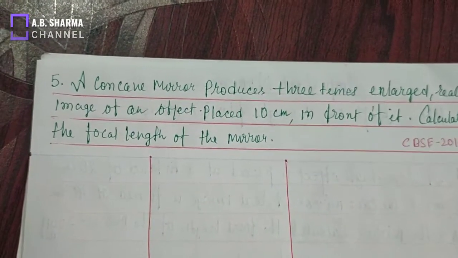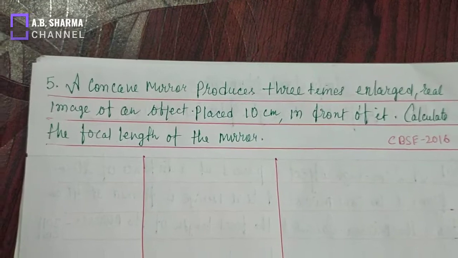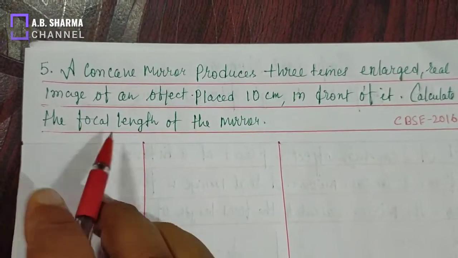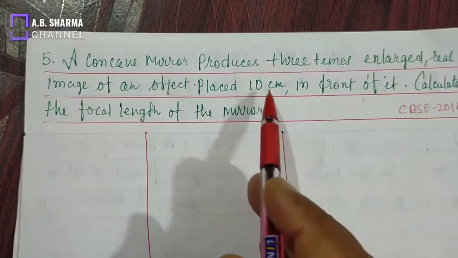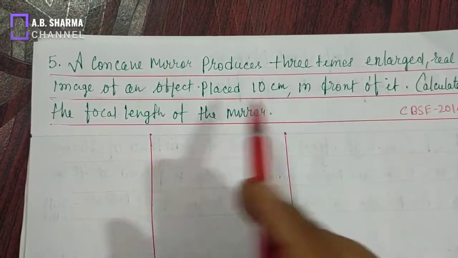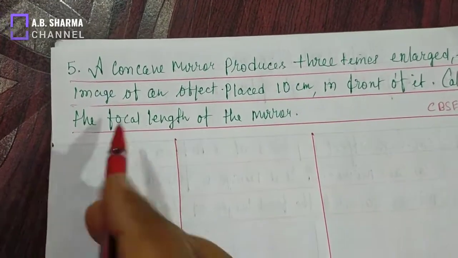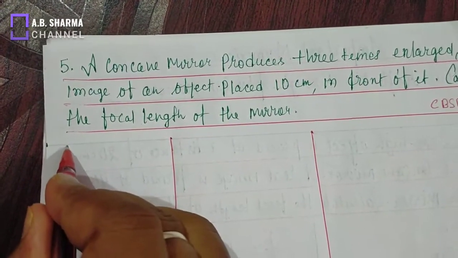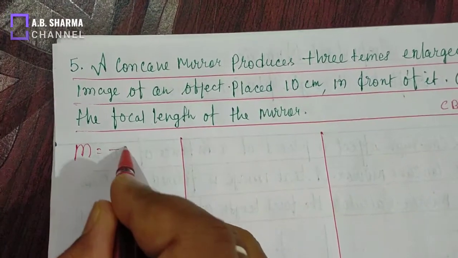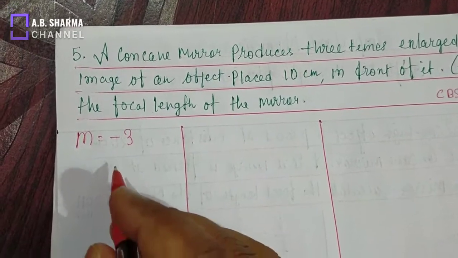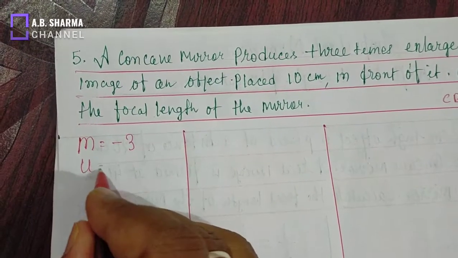Okay, now I am solving that. First write the information. A concave mirror produces a 3 times enlarged real image of an object. The mirror is concave, so the magnification will be negative, m equals -3. Placed 10 centimeter in front of it means the object distance is -10 centimeter.